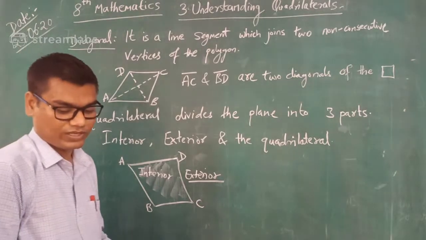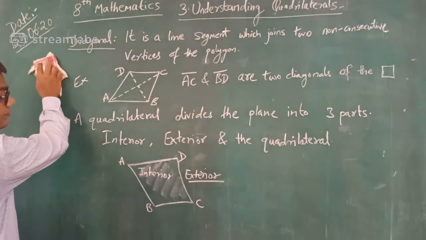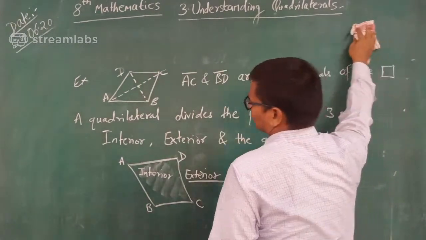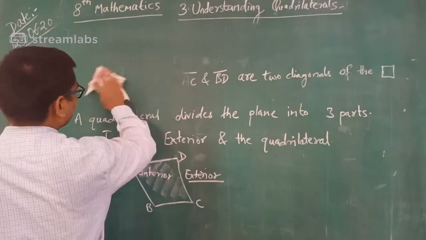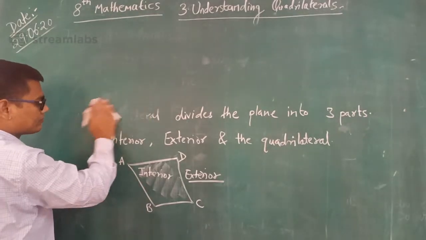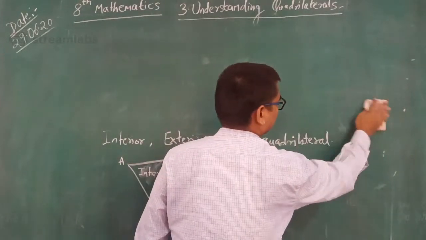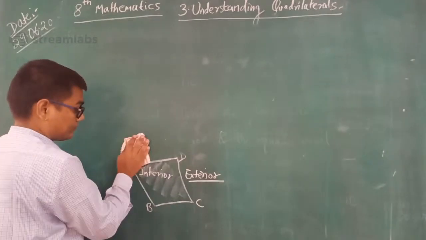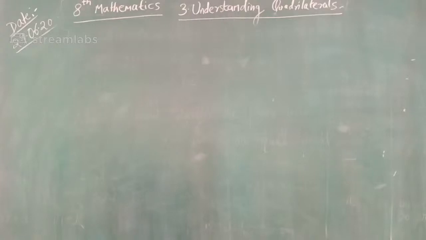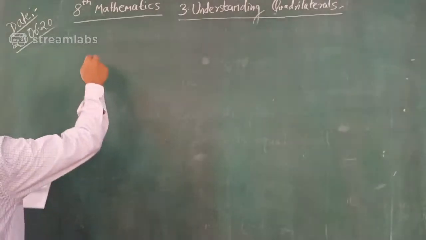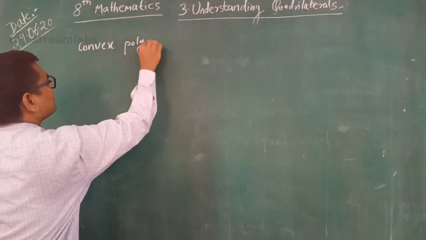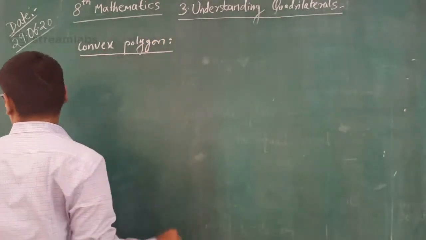Now, two different types of polygons: convex polygons and concave polygons. First, convex polygon.